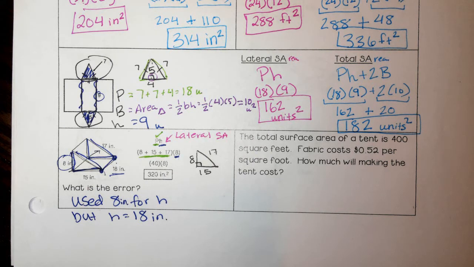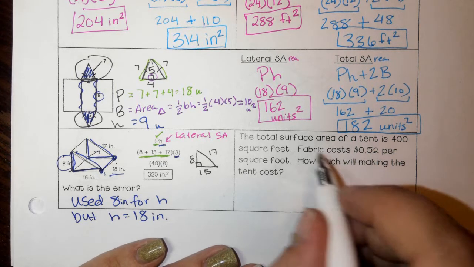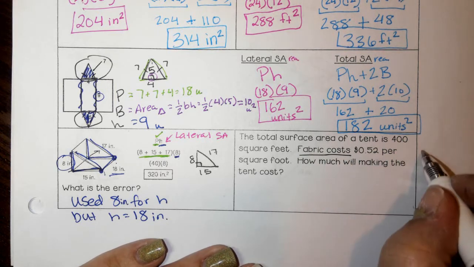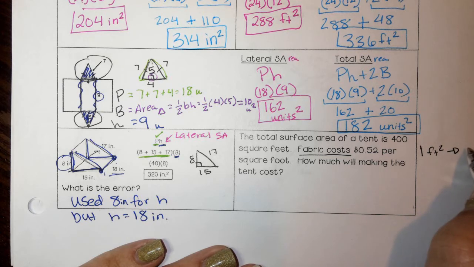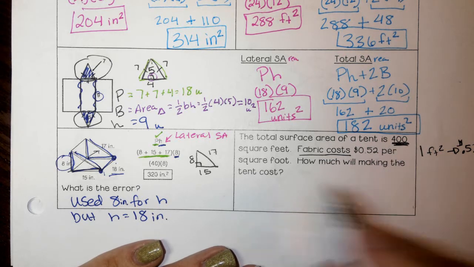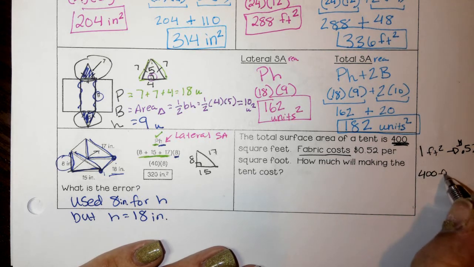The next question reads, the total surface area of a tent is 400 square feet. Fabric costs 52 cents per square foot. How much will making the tent cost? So they're selling 1 square foot of fabric for 52 cents. But we've got 400 of those, and we want to know how much that would cost.